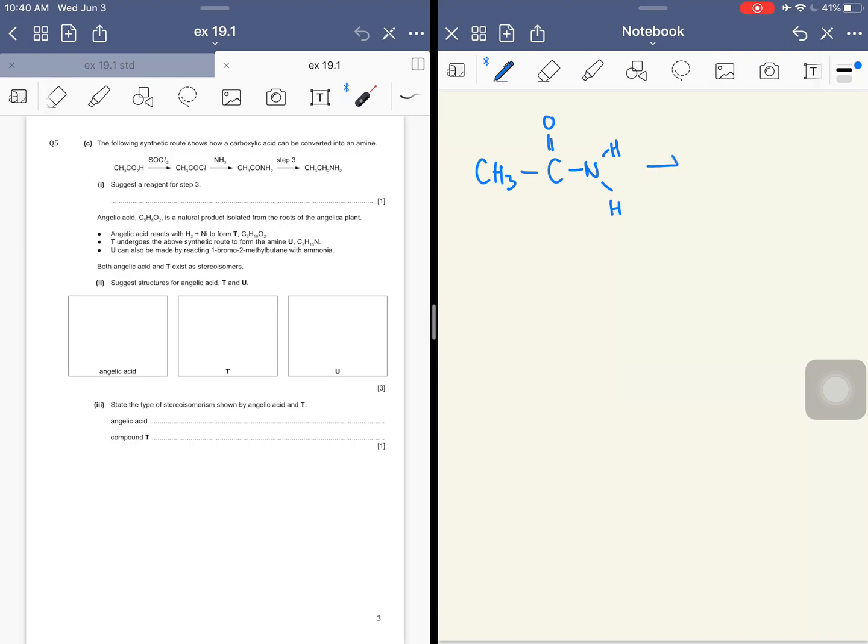Basically, this is what we call a reduction. Okay, where you change your amide into an amine. So it's a reduction. For reduction, we usually use the symbol square bracket H. So the reagent for this is lithium aluminium hydride. Okay, so that's part C.